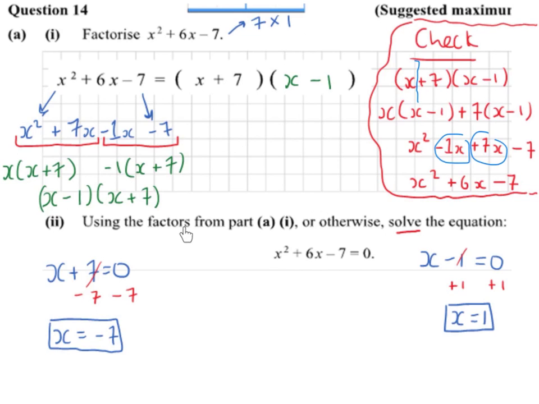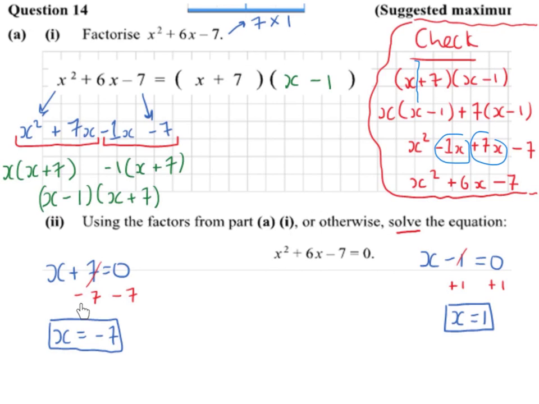Part 2, using the factors, so using these, from part A or otherwise solve the equation. Well, all I have to do is let what's inside this set of brackets equal to 0 and solve for x. So x plus 7 equals 0. To get the x on its own, I need to get rid of the plus 7. The opposite of plus 7 is minus 7.